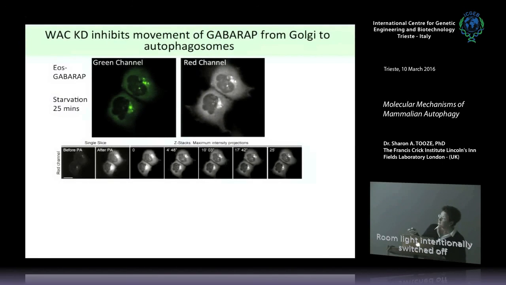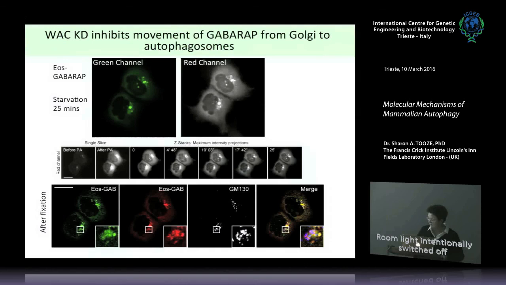So knocking down the WAC protein stabilizes the GABArap that used to be on the centrosome on the Golgi and inhibits the autophagy process. We knew it was the Golgi because he did the same thing. He fixed the coverslip, found the cells that he had photoconverted, labeled with GM130, and showed that this EOS GABArap, which was turned to red, was in fact on the Golgi complex.